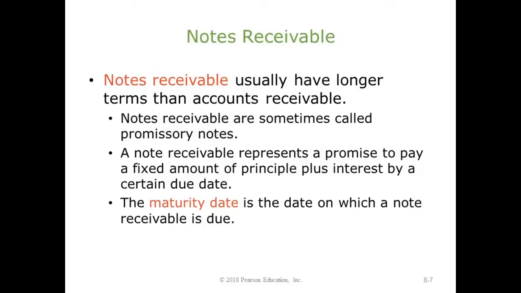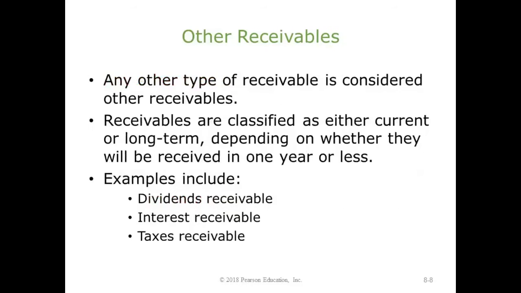Now, the maturity date on a note receivable is normally the date that the note is started, plus 60 or 90 days, however long the note is. So the maturity date is the date on which a note receivable is due. And as such, the person is going to have to pay you both the principal on the note plus any interest that was accrued on the note. And there are some other types of receivables out there.